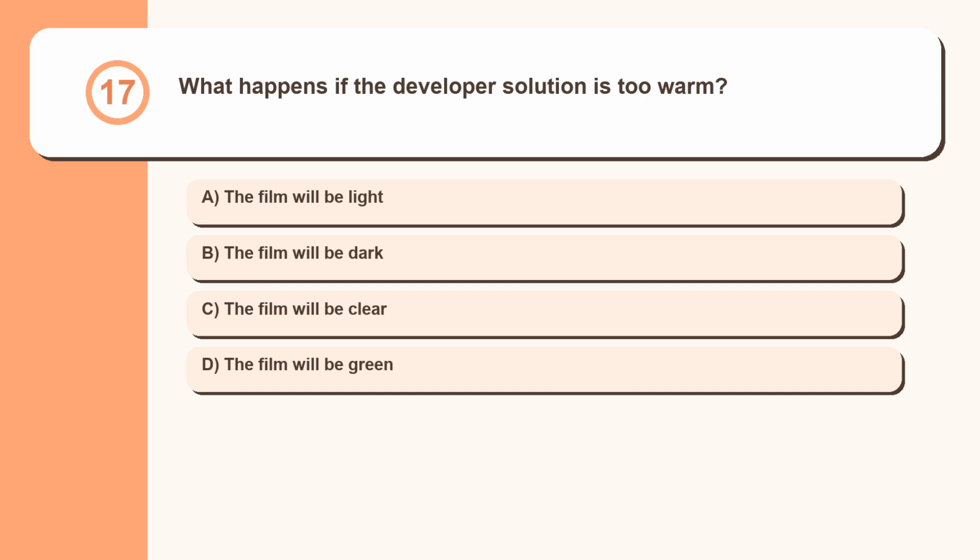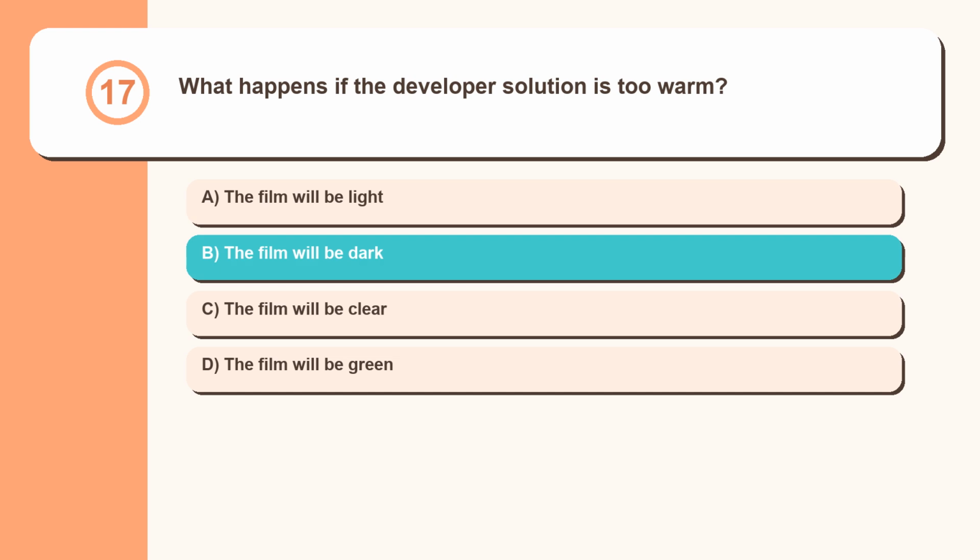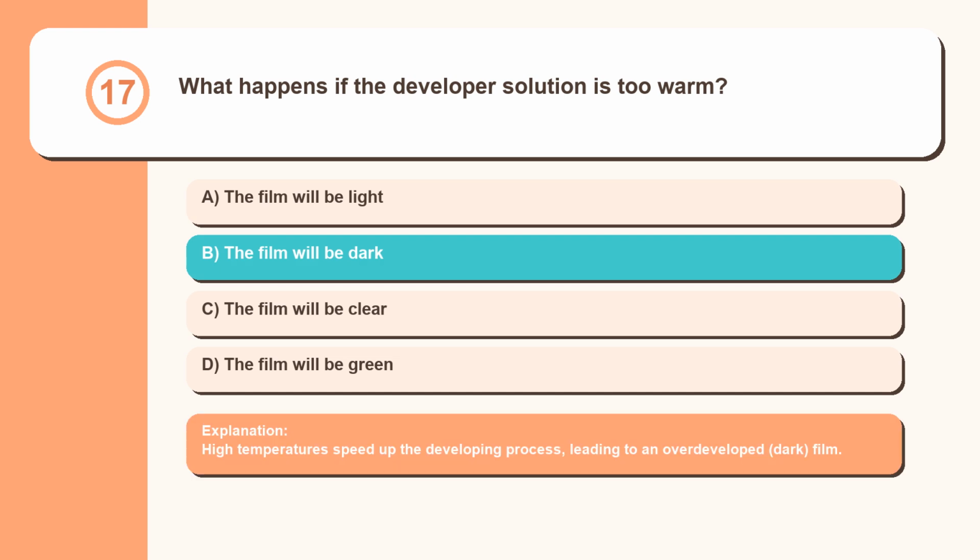Question 17. What happens if the developer solution is too warm? The film will be light. The film will be dark. The film will be clear. The film will be green. High temperatures speed up the developing process, leading to an overdeveloped, dark film.